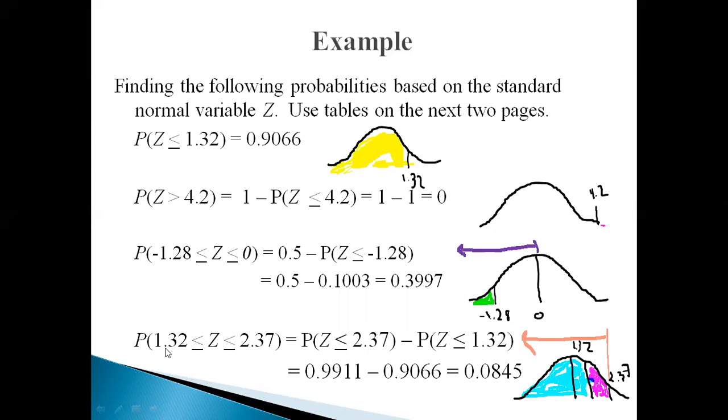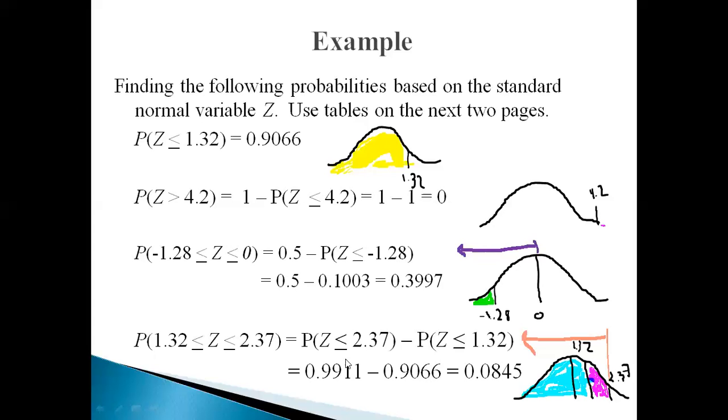All right, so then we want to do one between 1.32 and 2.37, so they're both on the positive side. So we have 0 here. Here's going to be our 1.32 arbitrarily, 2.37, again, arbitrarily. And we're going to look for the purple area. And so what do we know? Well, if we find the area for the 2.37, that's everything. If we find the area for 1.32, that's kind of this teal color, and if we take the larger minus the smaller, we should get the purple.